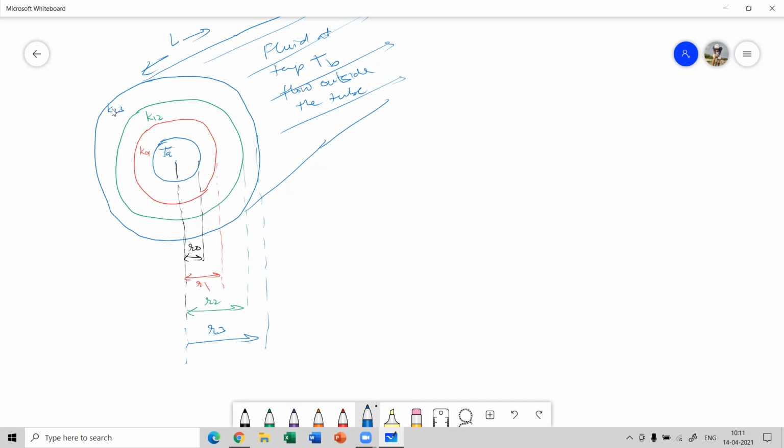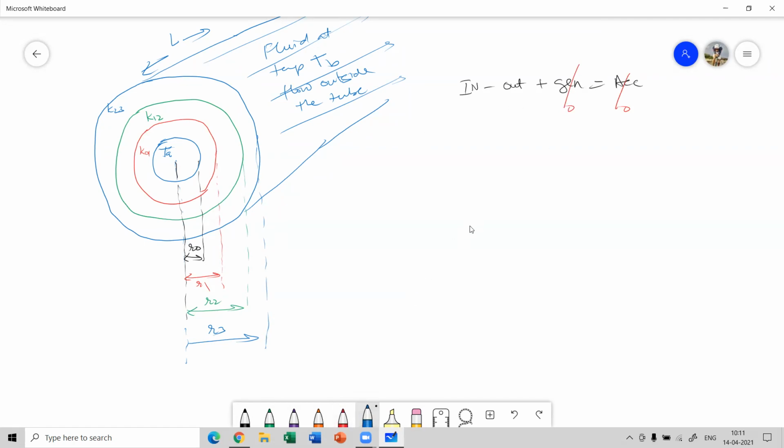So let's apply the shell balance over this small shell. That is, input minus output plus generation equals accumulation. Under steady state, the accumulation part is 0 and there is no generation occurring. So what is left is in minus out.